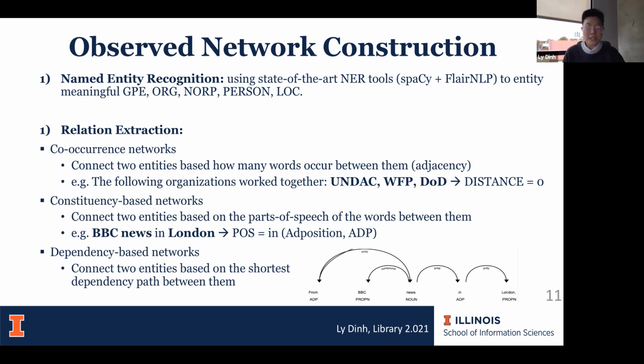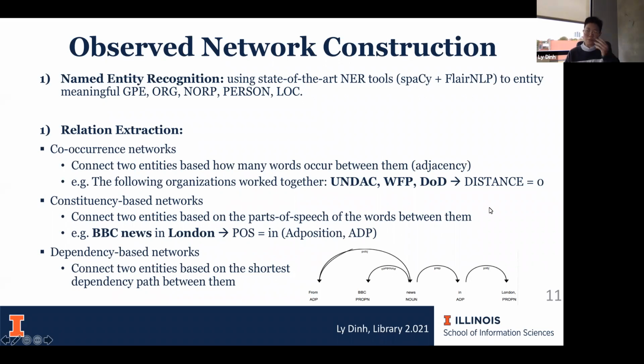And for the relation extraction, there are 3 different kinds of connections that I allow in the network. So first of all, 2 organizations or 2 entities can be connected if they are adjacent to each other. So this allows us to capture those kinds of sentence structures like, hey, these following organizations have worked together and acted in response to Hurricane Michael, for example, UN, DAC, WFP, DOD, right? So this would have been captured as connections between each other.